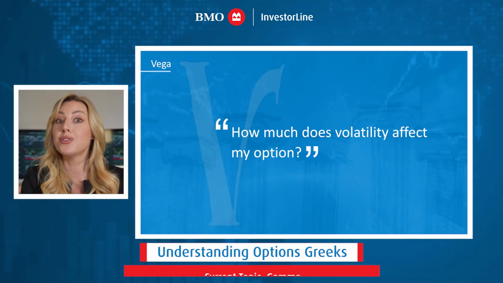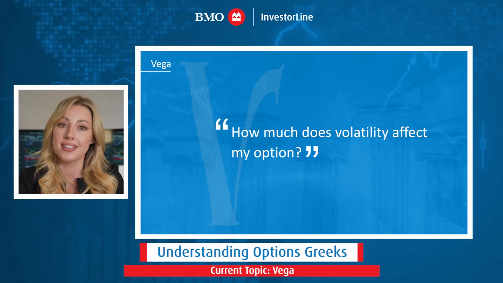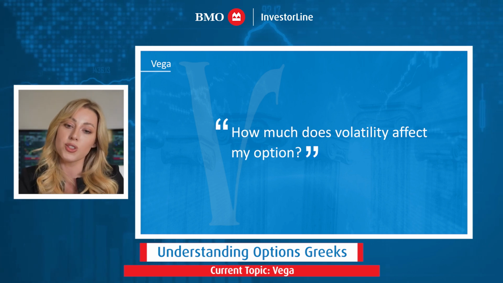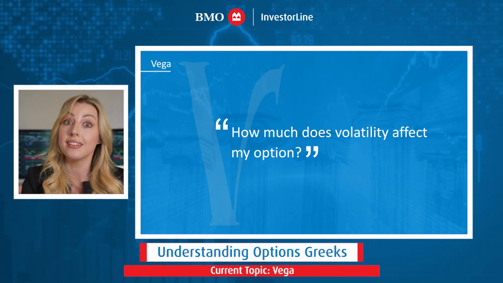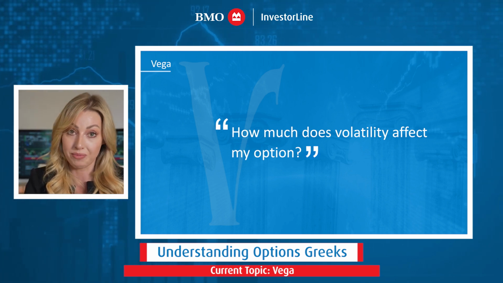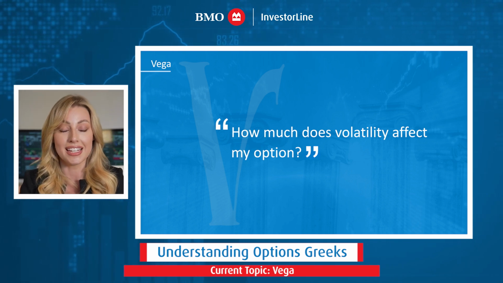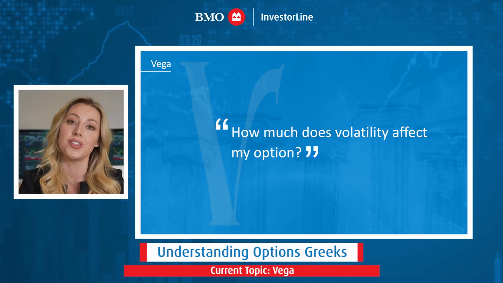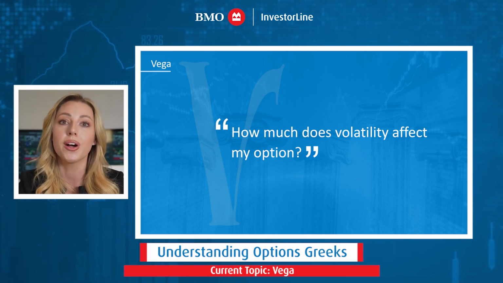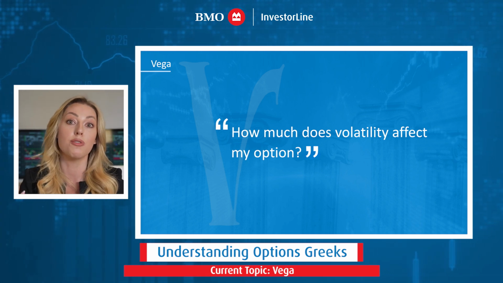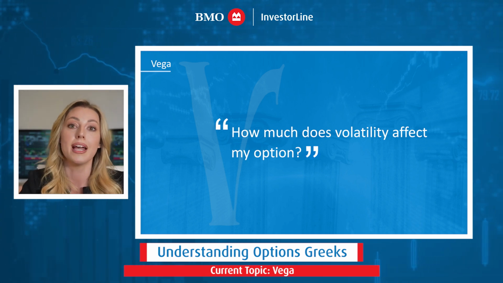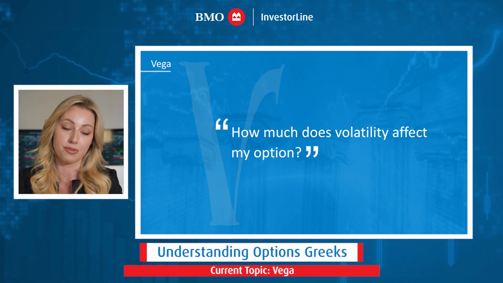Let's move on to last, but certainly not least, Vega. Now, Vega answers the question, how much does volatility impact my option? Now, remember, volatility goes hand in hand with uncertainty. I don't know if something's going to occur. There's a high likelihood of a movement, and therefore implied volatility is amplified.